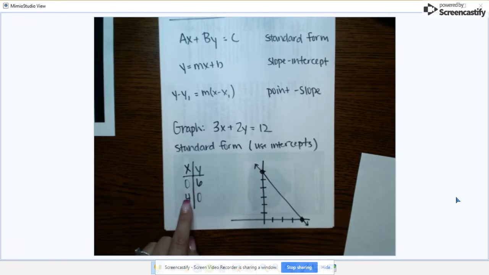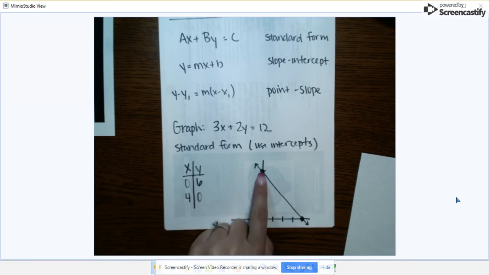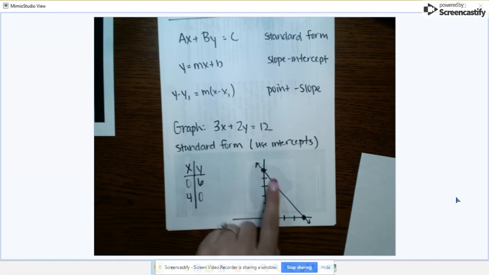This gives me 2 points to graph, and it only takes 2 points to create a line. So I graph (0, 6) and then (4, 0), and that is my line, 3x plus 2y equals 12.